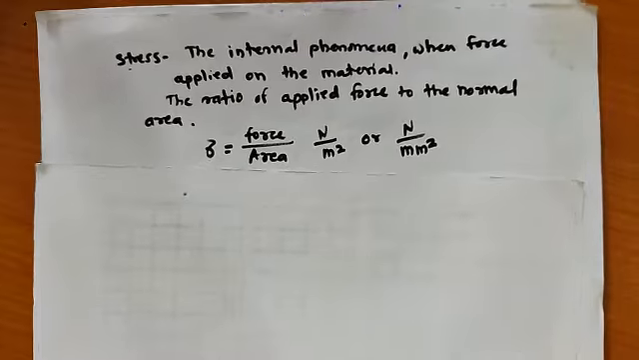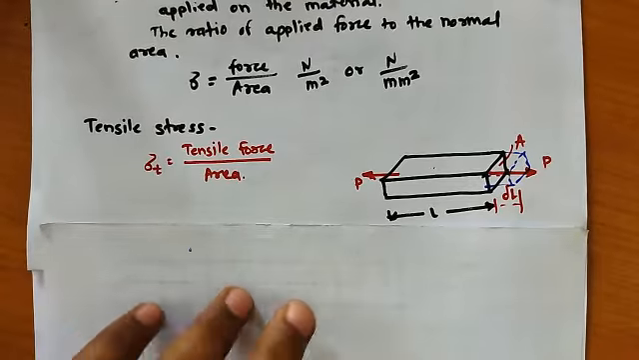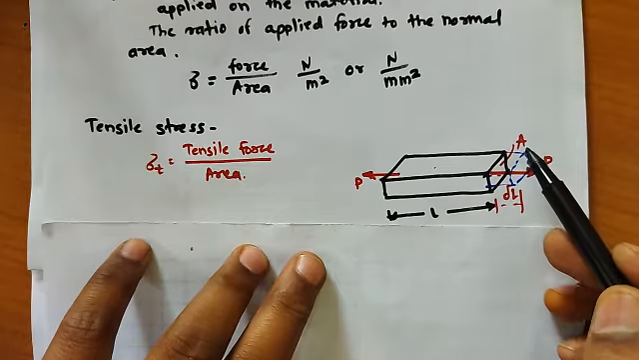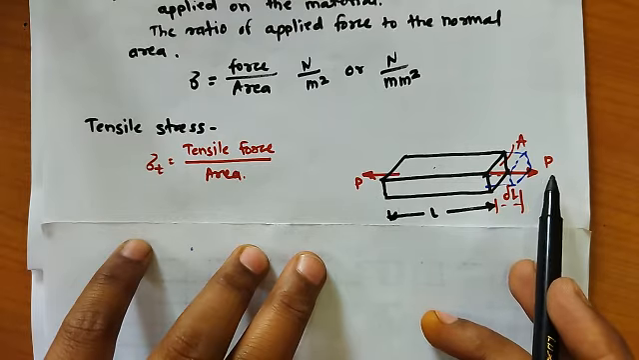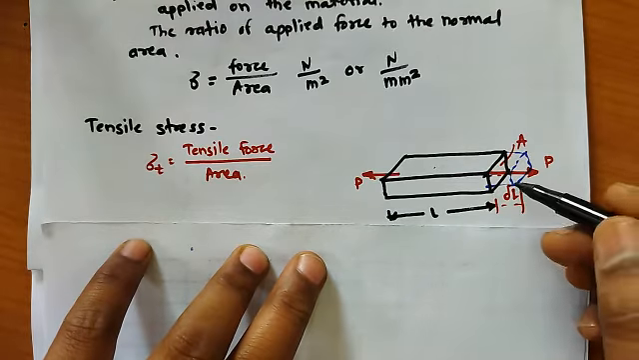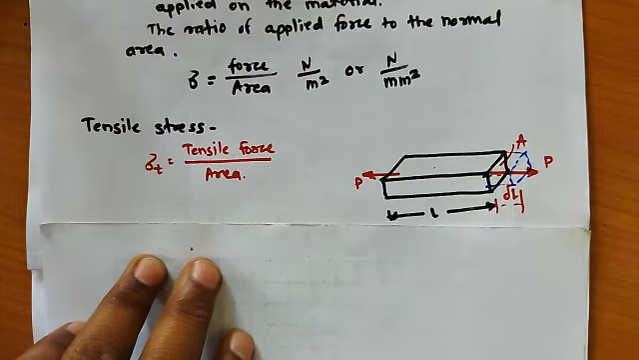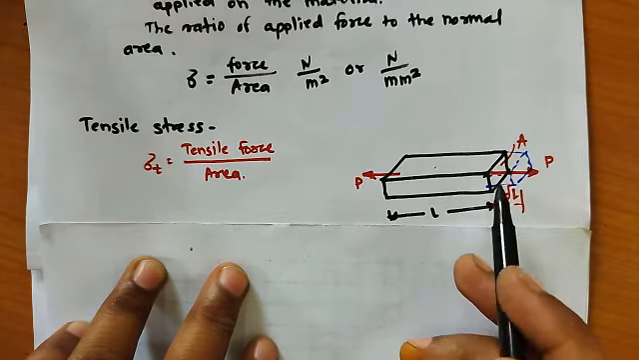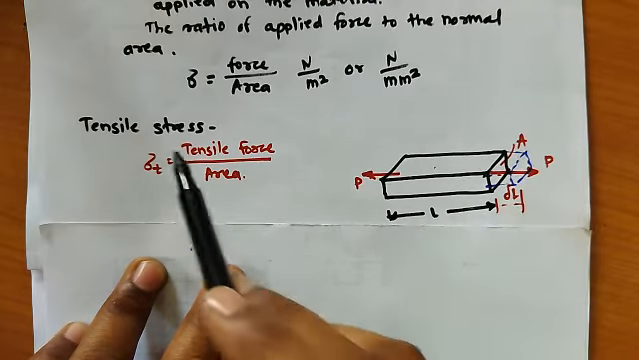Now next one, tensile stress. For tensile stress we consider one bar of cross-sectional area A. In its longitudinal direction we apply some load P, a force in the pull direction. Then some resisting force will be available inside this bar, and if you take the ratio of this resisting force to the cross-sectional area, we get the tensile stress.